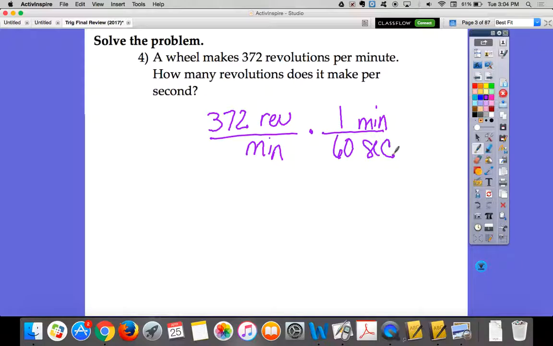You can think through this different ways. I just happen to like the factor label method. I've got my minutes where they will cancel out, so that gives me 372 in the top and 60 in the bottom, and that is revolutions over seconds. It's just a matter of can you type it in and reduce. 372 divided by 60 is 6.2 revolutions per second.